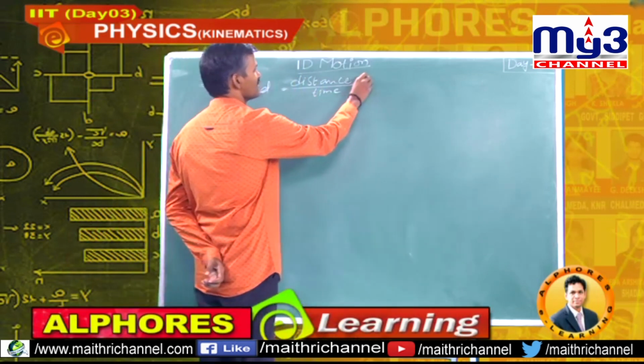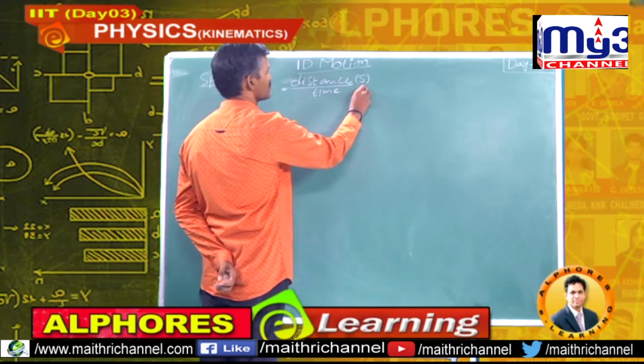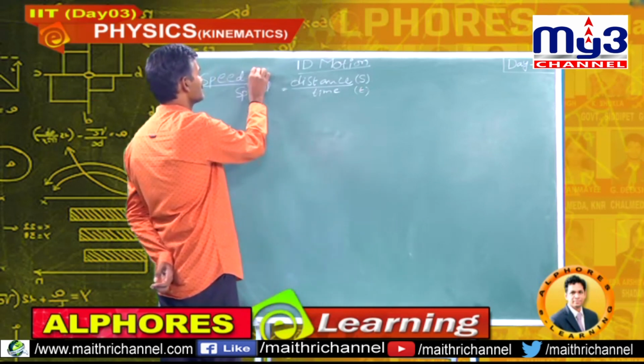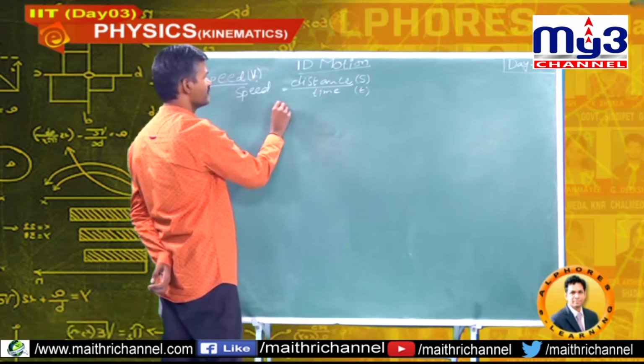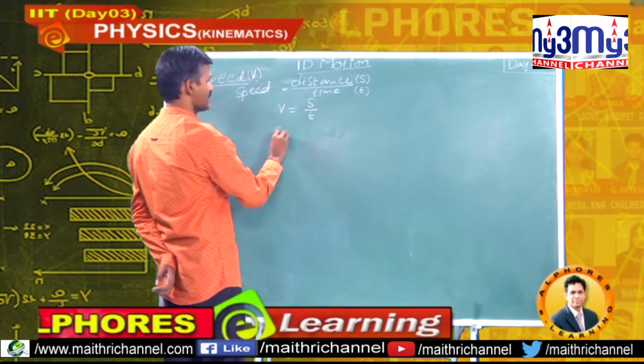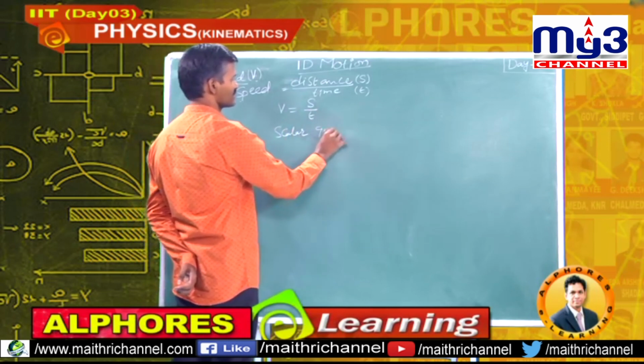Basically, distance is a scalar quantity, and time is also scalar. Speed is represented with the symbol v. So speed v is equal to distance divided by time. It is a scalar quantity.